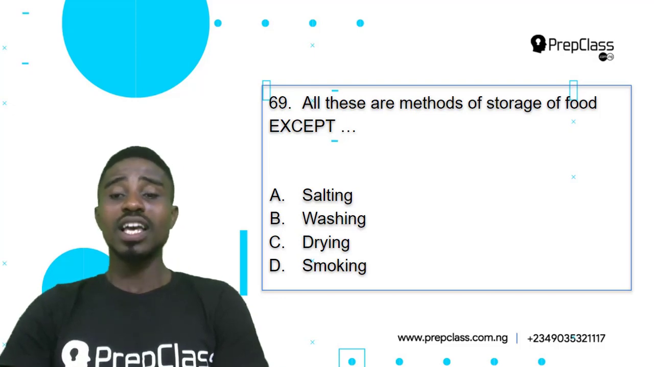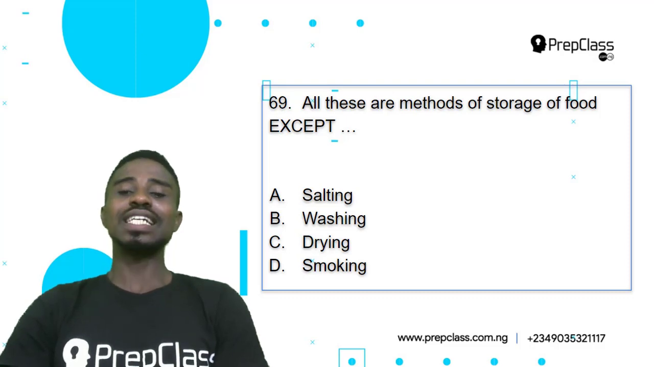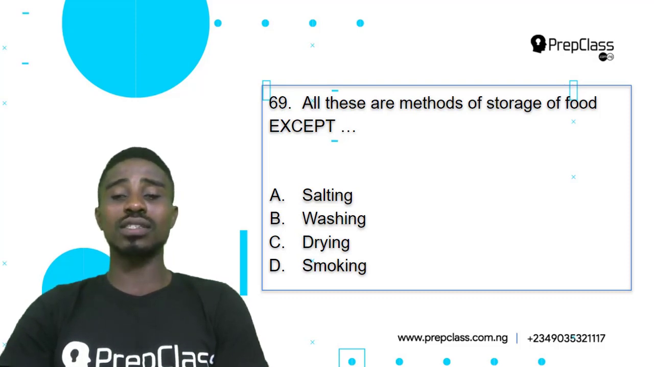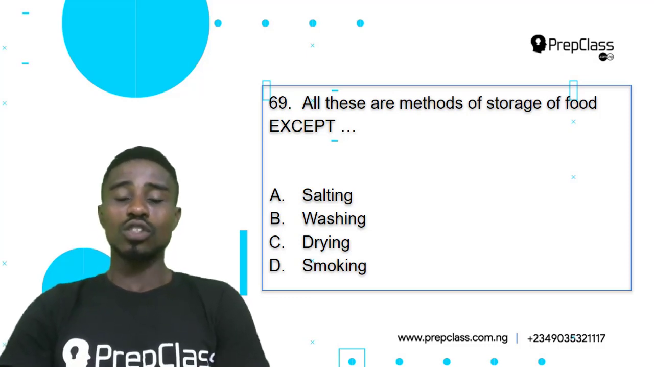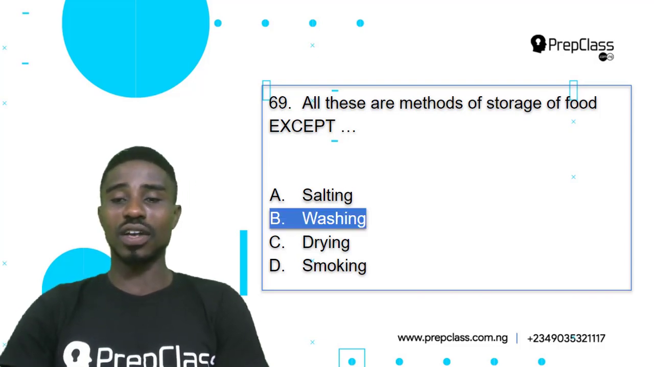If you wash your food substance, it will still not prevent it from getting spots. Microorganisms can still grow on them and affect them, and they can't be stored properly. So option B, washing, is our correct answer. Option C, drying. Drying will take out all the water content, and when there's little or no water content in it, it will not give room for microorganisms to affect them. So drying is a method of storing food. Also smoking. Smoking is also a method because it adds flavor to the food substance and it also takes away the water content from the food substance. So option B, washing, is our correct answer.